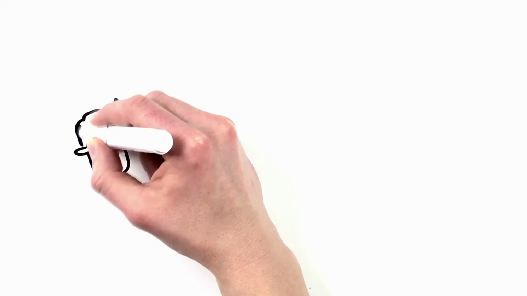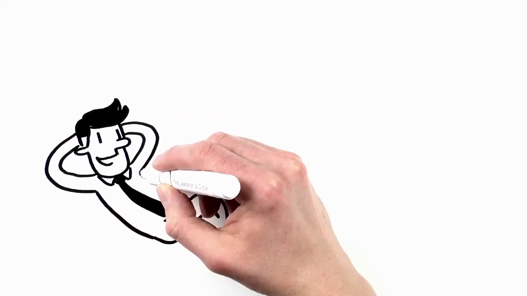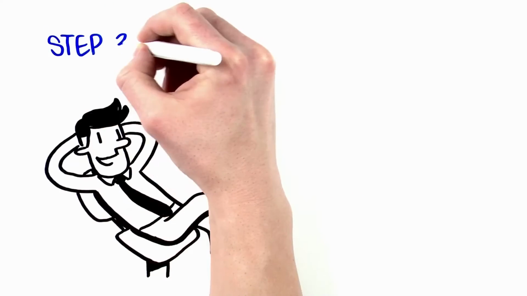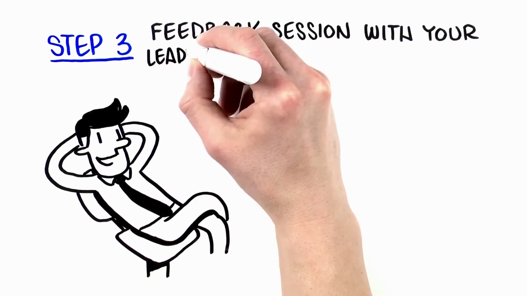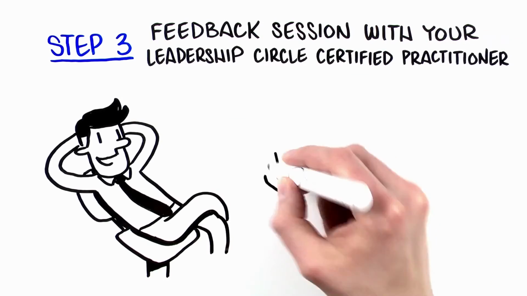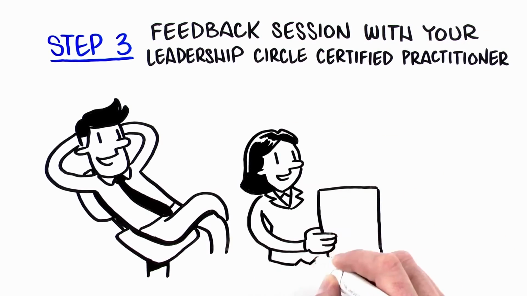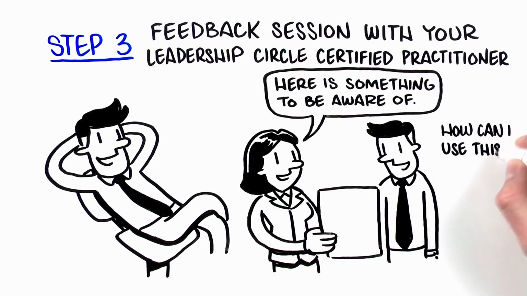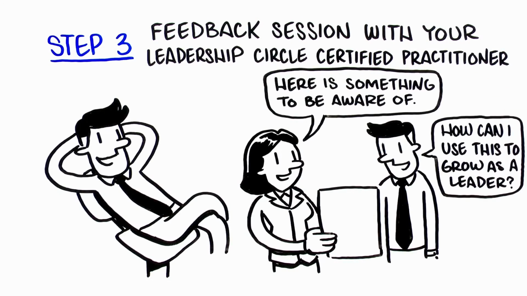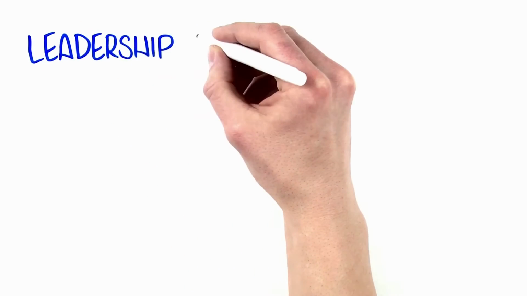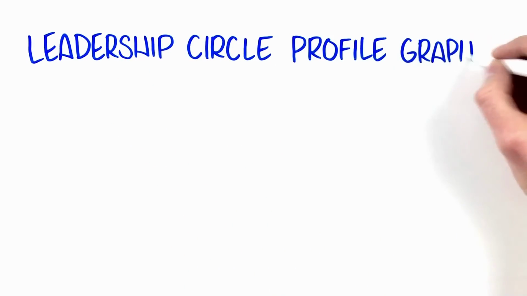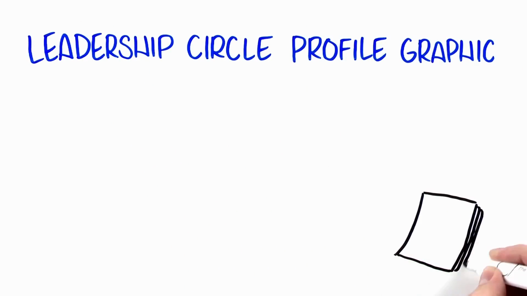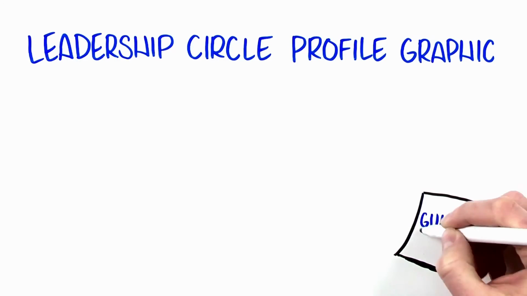And once you've finished everything, before the completion date, of course, kick back and relax before Step 3, feedback session with your Leadership Circle certified practitioner. They will review your survey data with you. You'll have a chance to discuss its meaning and value for improving your effectiveness as a leader and team member. Included in this review, you'll receive your Leadership Circle profile graphic from the survey, as well as an interpretation guide to reference after the session.